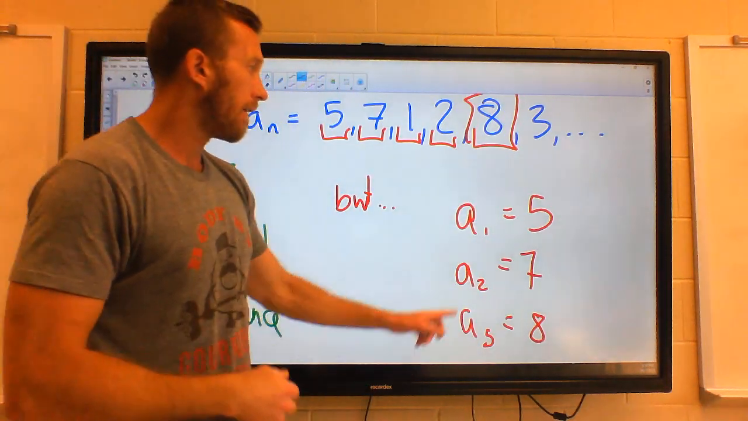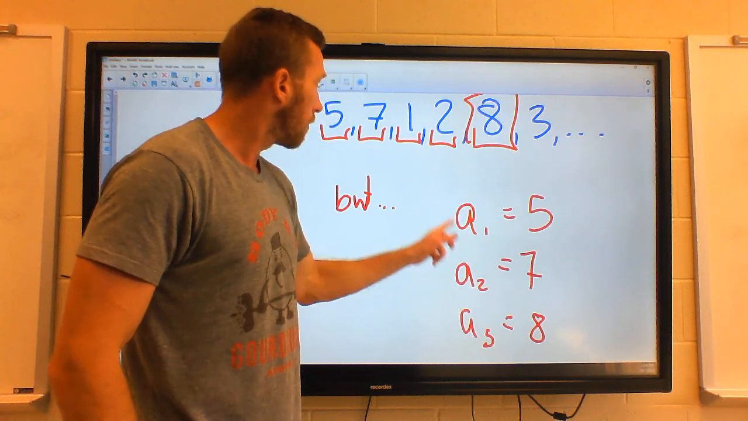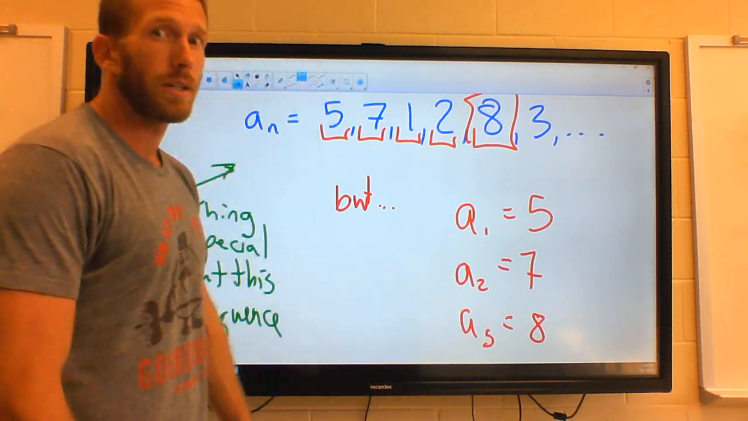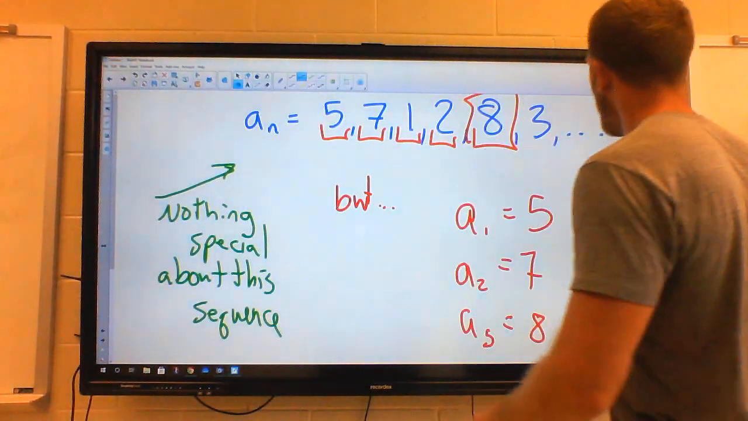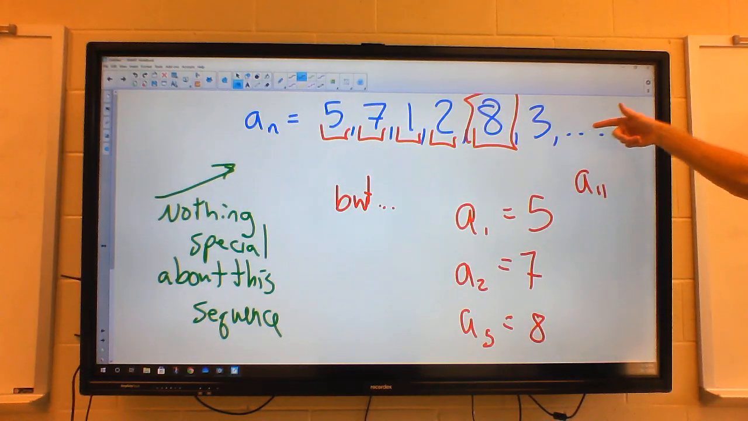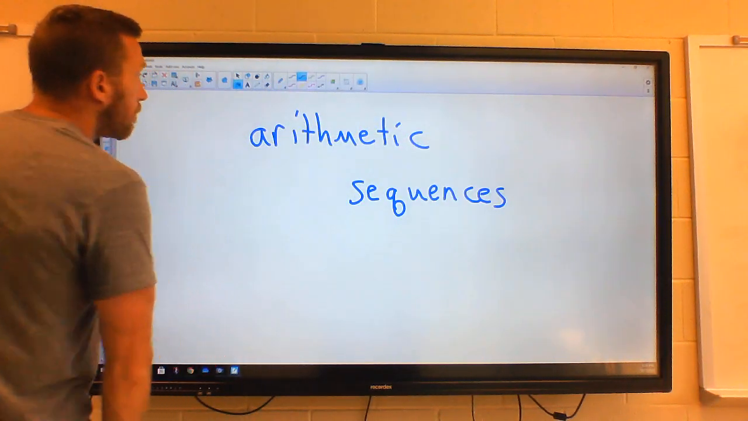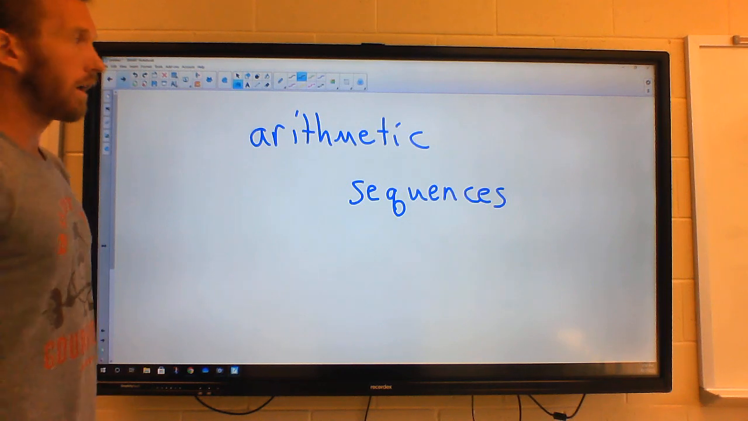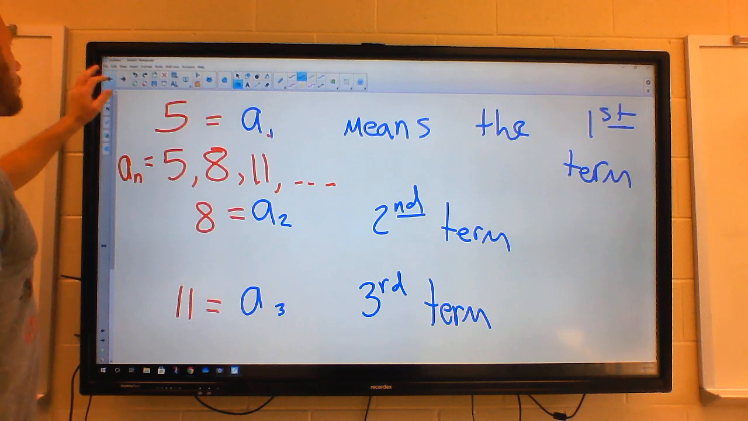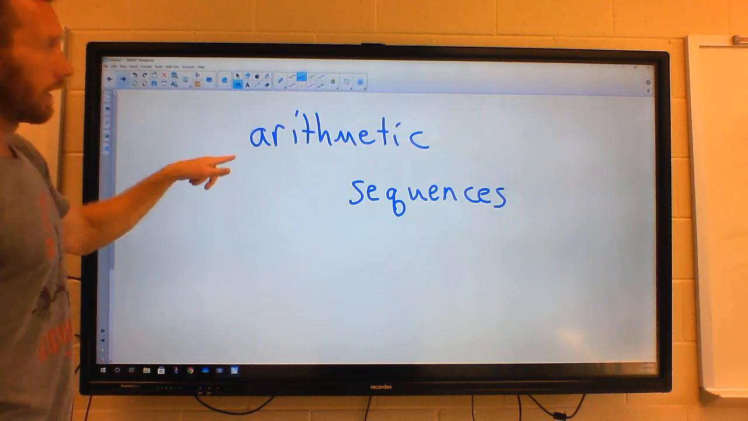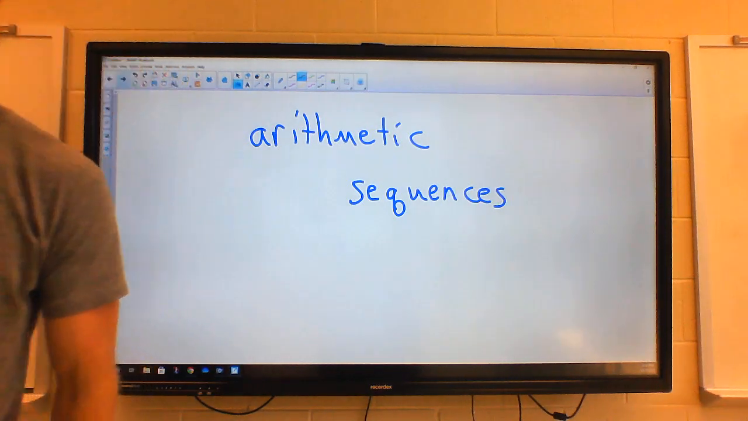So here we have input is the term number, output is the value. Input, second input, output, etc. There's no pattern here. I could not predict, if I wanted to, what the 11th term is. I can't predict it. When we have arithmetic sequences, though, we are able to predict it. This is an example of an arithmetic sequence, and I'm about to tell you why. By the way, it's spelled like the word arithmetic, but it's pronounced arithmetic, with the emphasis on the third syllable.